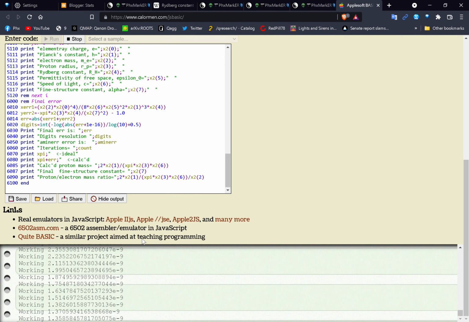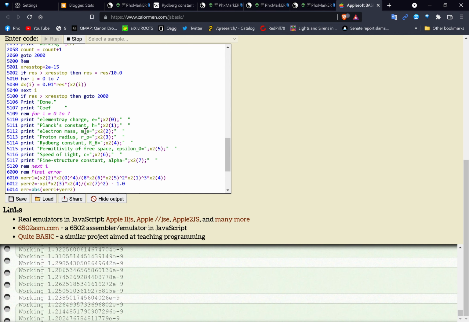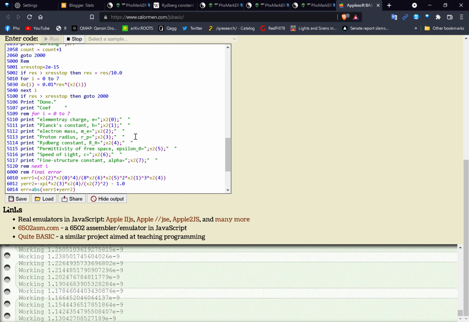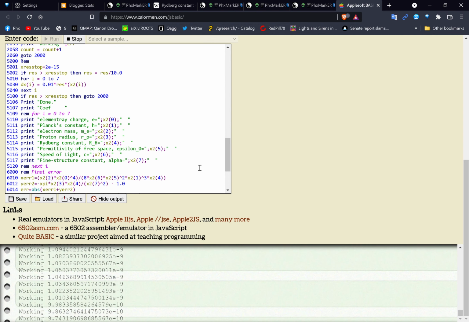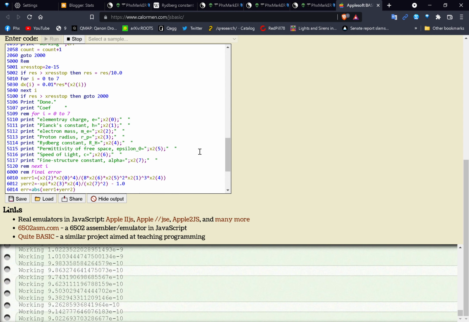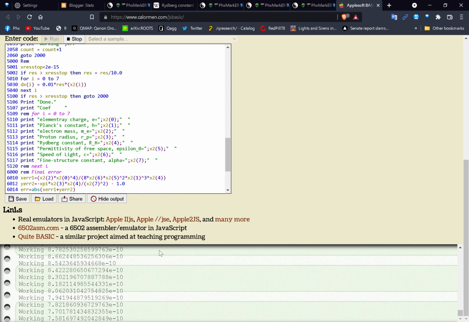Because I wrote it so that it prints out the constants instead of just barfing out the numbers like I originally did. It prints out the name and the values. And the units are MKS. I didn't bother to carry the units, but I work in standard MKS units. That's why everything balances out.